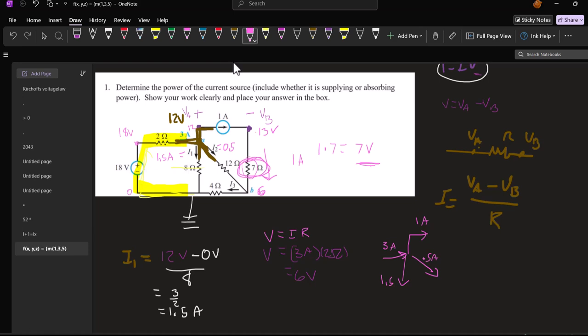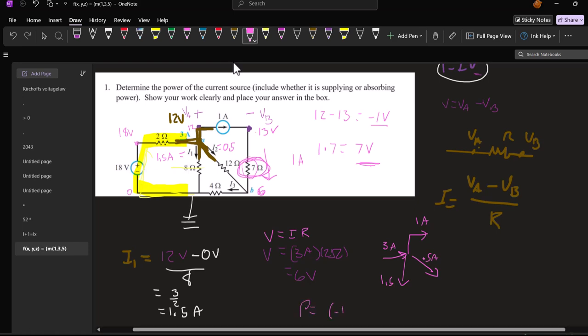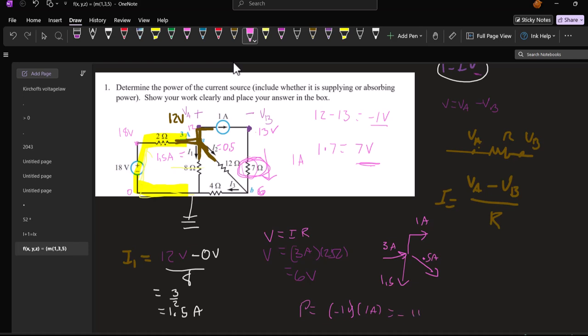So now I can answer my question. What is the power of the current source? The voltage is 12 minus 13 equals negative 1 volt. So that is the V, and the current is 1 amp, and so the power is negative 1 volt times 1 amp, which is negative 1 watt.